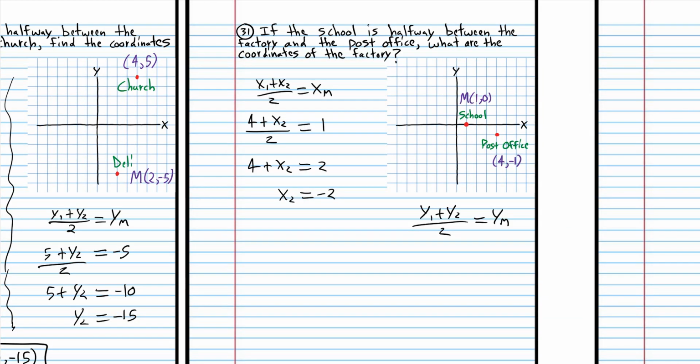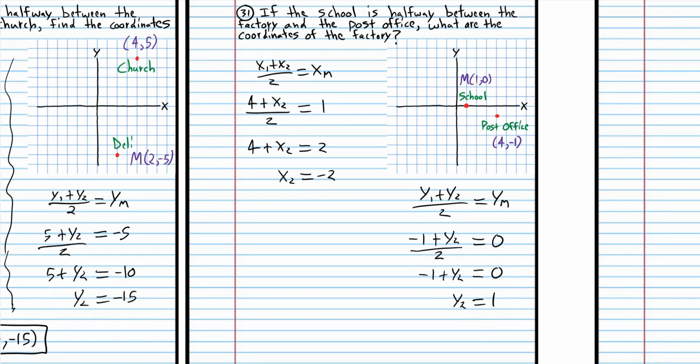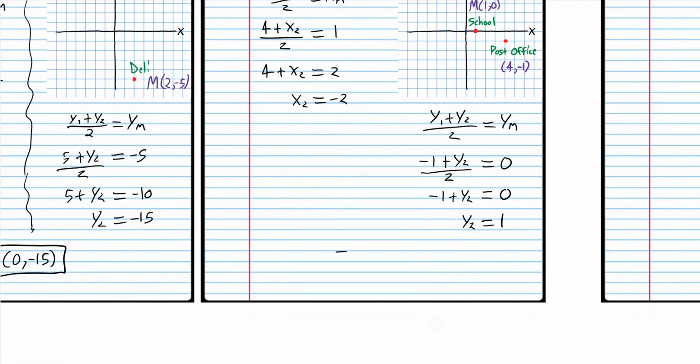And plug in the y value of the midpoint, which is 0. That's the school, remember. And the post office y value is negative 1. Multiply both sides by 2, and you get negative 1 plus y2. Add 1 to both sides. y2 is equal to 1. So we have negative 2 and 1.